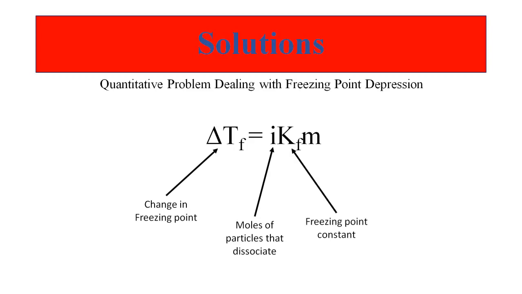Kf, which is the freezing point constant specific for each solvent and is experimentally determined. This value can be found all over the internet. And m, which represents molality. Remember that molality is independent of temperature, so it's a perfect unit to use for concentration. As you can see quickly in this equation, as molality increases, so will the delta Tf. So the higher the concentration, the more the freezing point is affected.